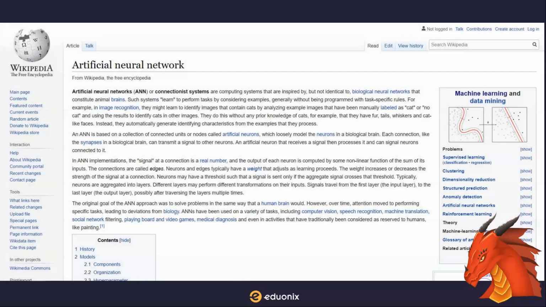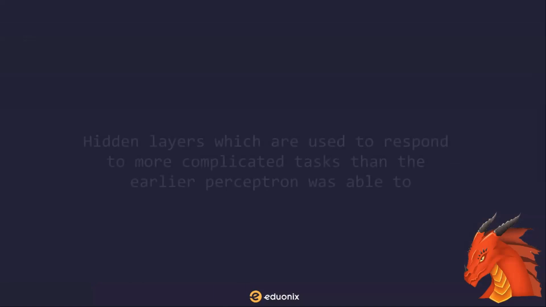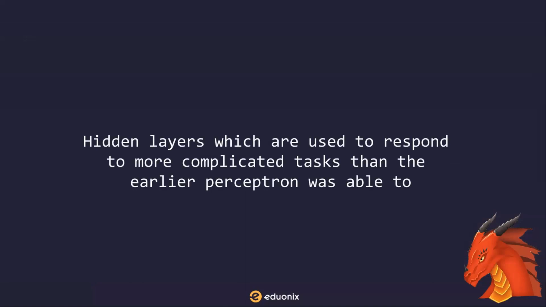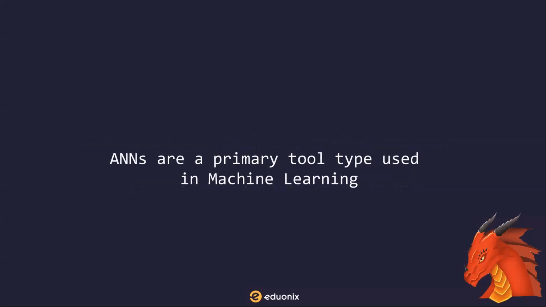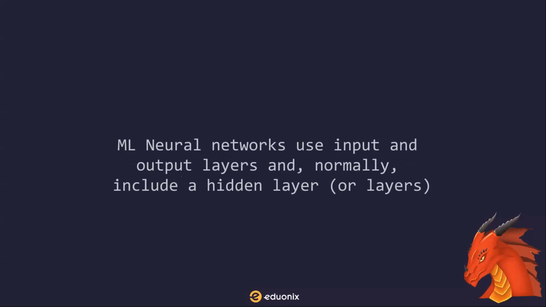There has arisen since the ANN, or artificial neural network. This uses hidden layers which are used to respond to more complicated tasks than the earlier perceptron was able to. ANNs are a primary tool type used in machine learning. ML neural networks use input and output layers and normally include a hidden layer or layers.